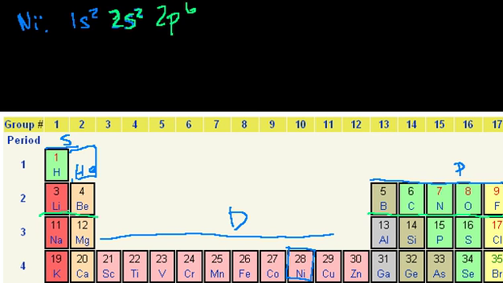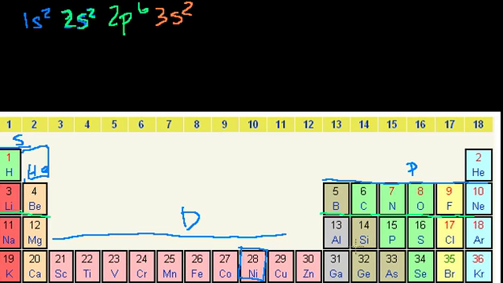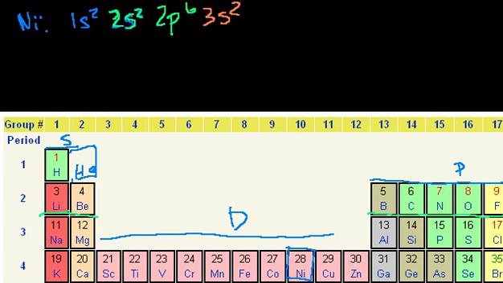Now we're in the third shell. So now we go to 3s2. Remember, we're dealing with nickel. 3s2. Then we fill out in the third shell the p orbital, so 3p6. We're in the third period, so that's 3p6 right there. There's 6 of them. And then we go to the fourth shell. I'll do it in yellow. Fourth shell, so we do 4s2.